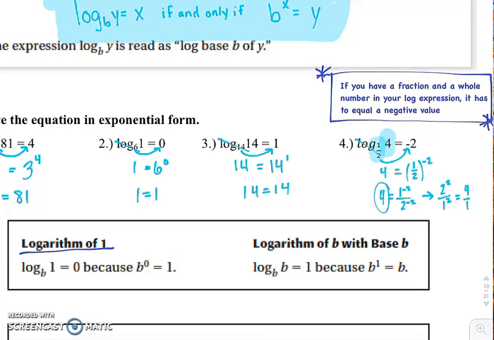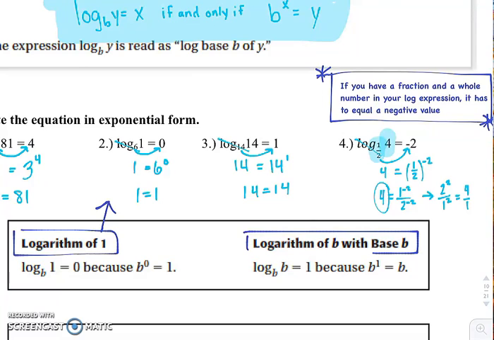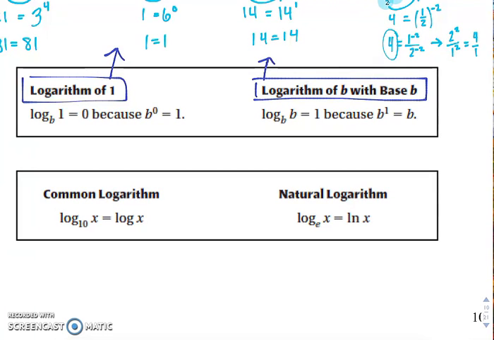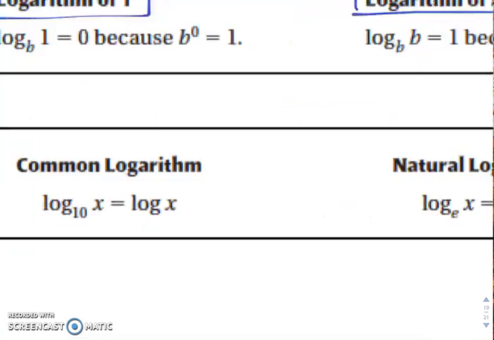Logarithm of 1 is what we had here, and logarithm of base b with b is what we had there. Log base 14 of 14. It's when the base and the argument, the small number and the big number, are the same. It's going to equal 1. Whenever you have a base of any value to the argument of 1, or the large number is 1, it will always equal 0. So then the other thing we have to discuss is the common logarithm and natural logarithm.